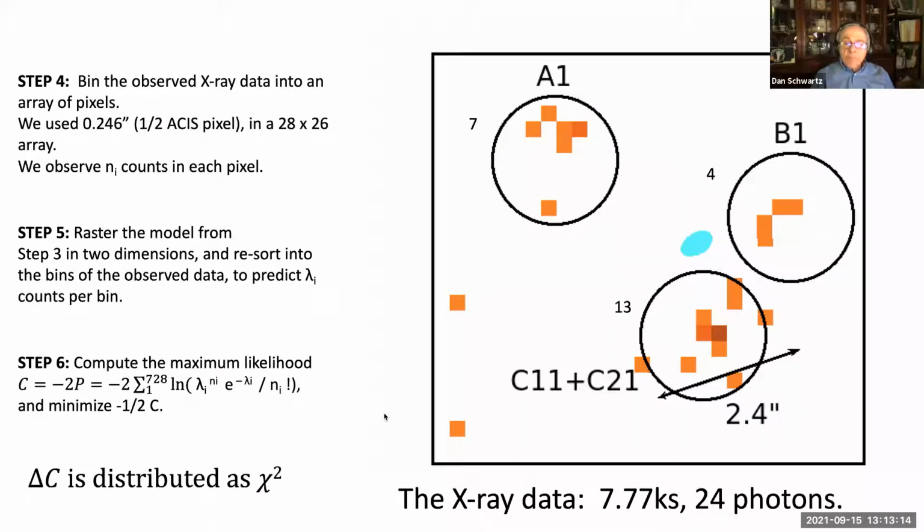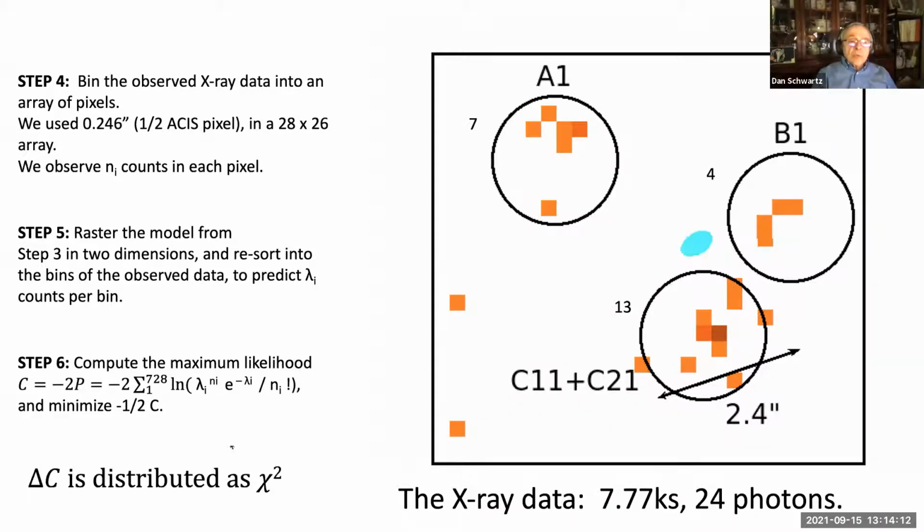So here's our X-ray data. It's 24 photons associated with the source. There's a couple of background sources in this region. We bin the data in quarter-arc-second pixels, half of an ACIS pixel. So we've got an array of 28 by 26 pixels, 7 arc seconds by 6.5 arc seconds. And we take the observed number of counts in each pixel, 0, 1, 2, 3. These are small number statistics. We raster the model that we've made in step 3 in 2 dimensions in order to register the X-ray image, which has 0.8 arc seconds absolute error from just the Chandra aspect solution. And at each step, we predict the lambda sub i number of counts per bin.